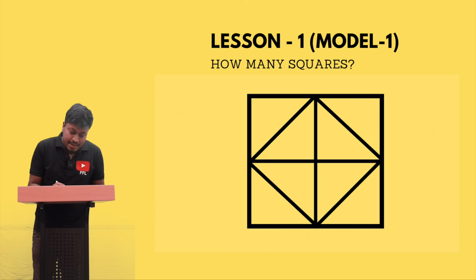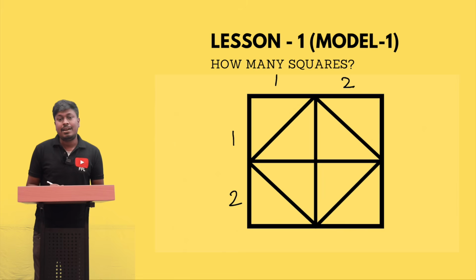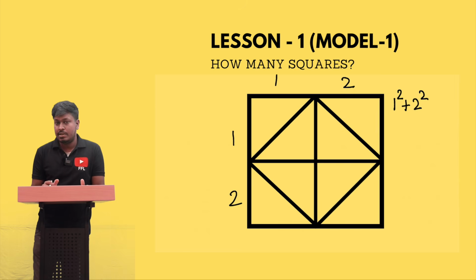So just see here, we have learned this. How many rows and columns are there? 1 and 2, 1 and 2. So totally we can say that there are 2 rows and 2 columns. So it is type number 1. Type number 1, what we did? So 1 square plus 2 square. We will stop here because we have only 2 rows and 2 columns.